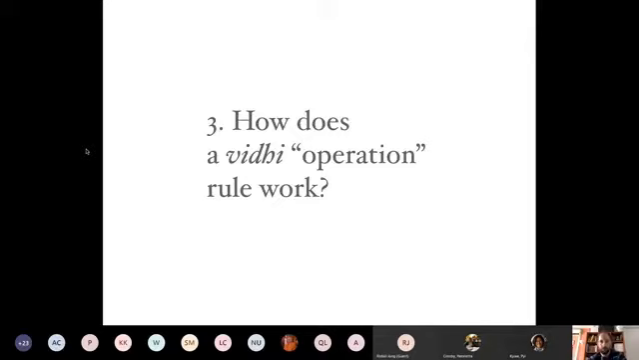Now that we know this, how the technical terms are used as normal words, and how normal words are used as simply referring to their own shape, their own sounds, we can move to the third point, the most important point for today. So how does a vidhi operation rule work?